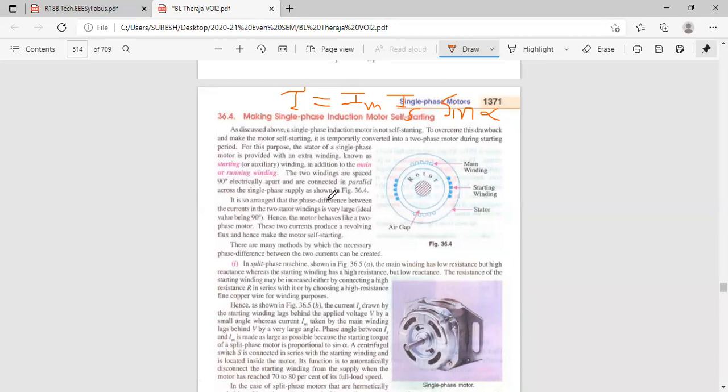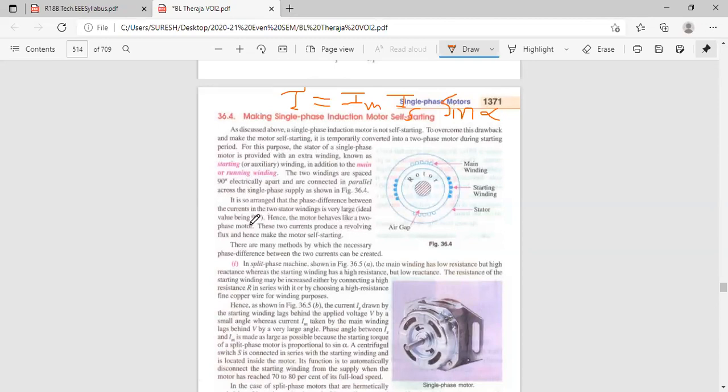It is so arranged that the phase difference between the currents in the two stator windings, they are saying. Main winding is also stator winding, starting winding is also stator winding. But starting winding is only for some time, until rotor reaches to 70% of the rated speed. Only for some time starting winding is used. Ideal value is 90 degrees. Hence, this is the ideal value, not the practical value. Practical value will be around 80, in between 80 and 90.